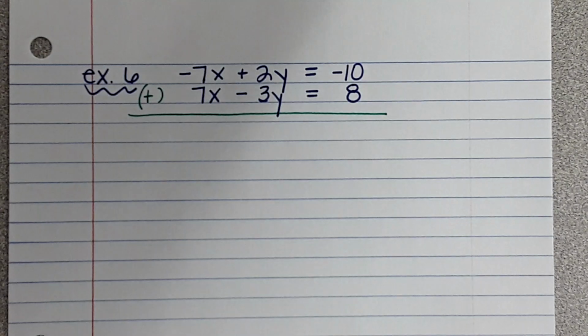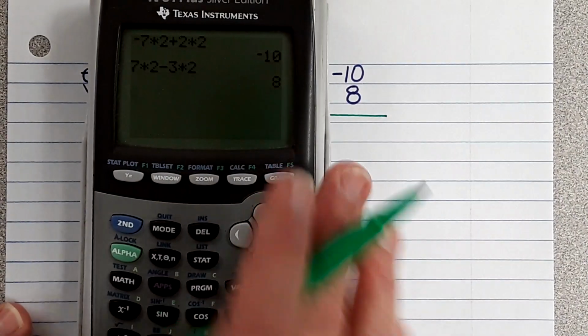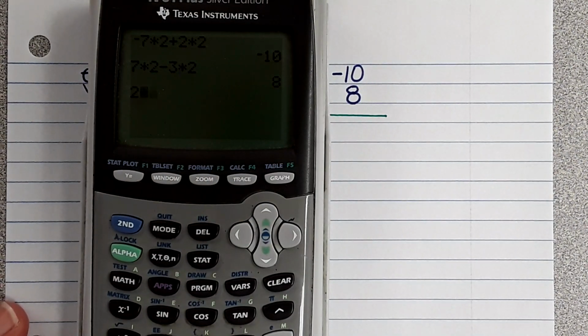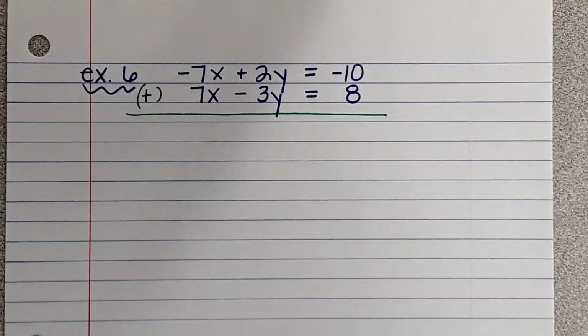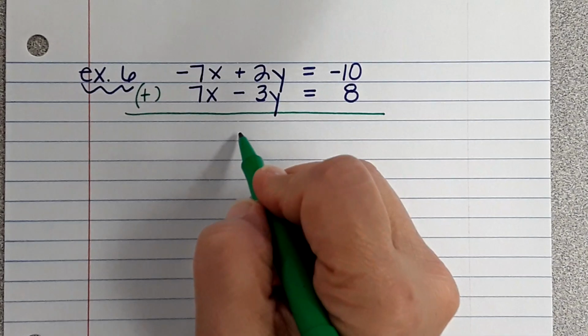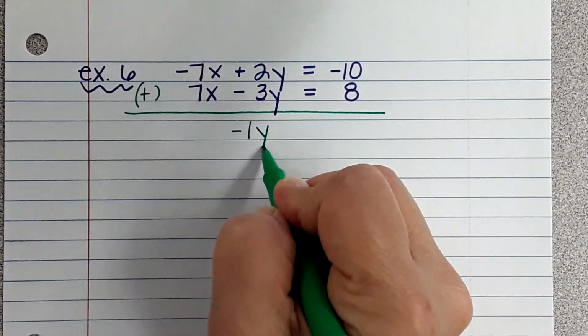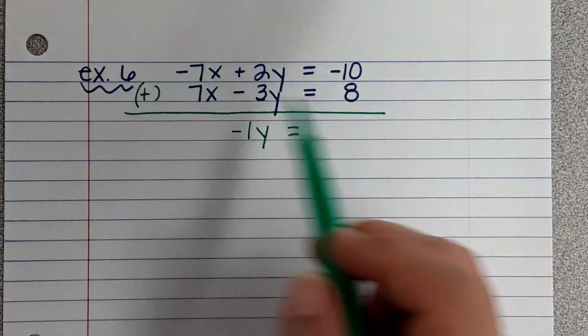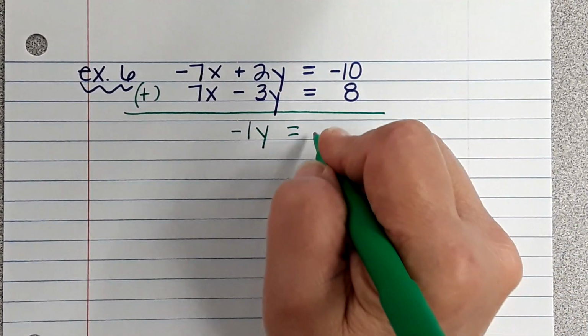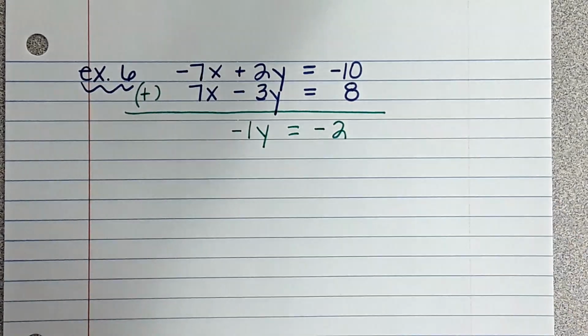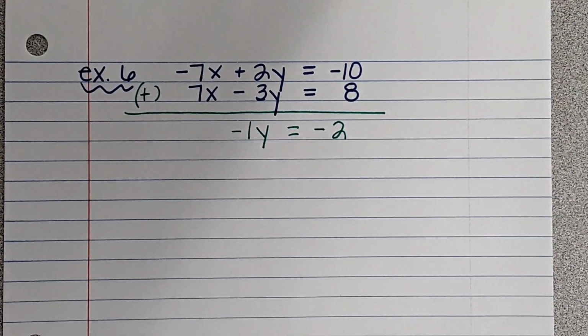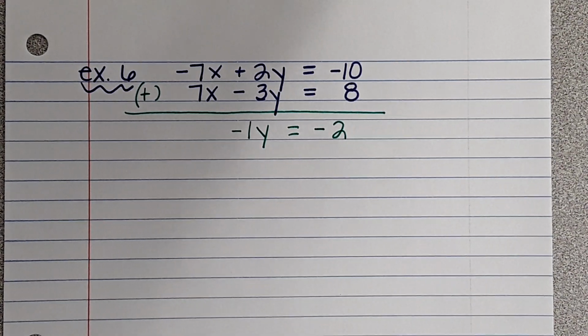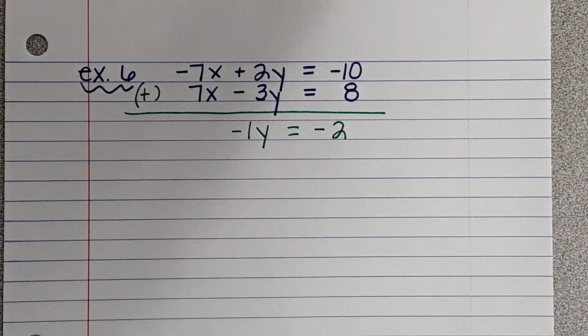So you guys, sometimes I really wish you would use your calculators. So 2 plus negative 3. Okay, so this becomes negative 1y. Let's just put that negative 1 there. Negative 10 plus 8. You guys, there is nothing wrong and there is no shame in using your calculator. Okay? What I'm trying to get you to do is do those little small things in your calculator.